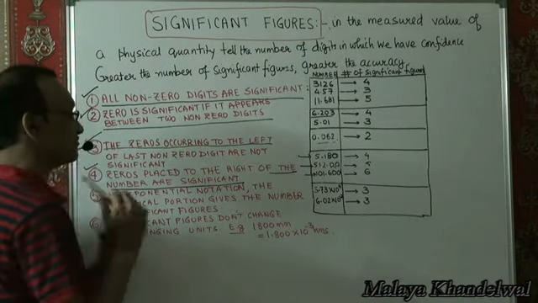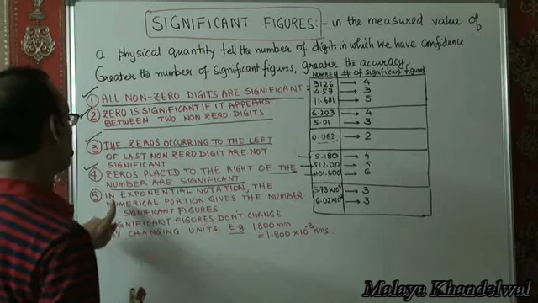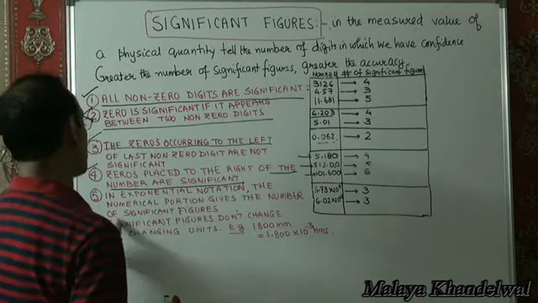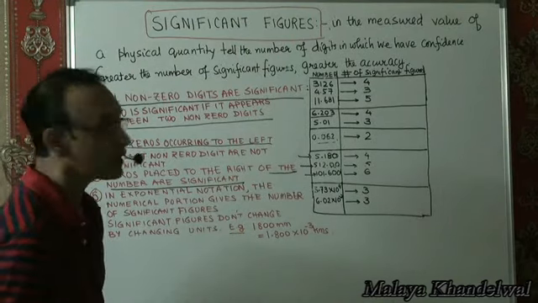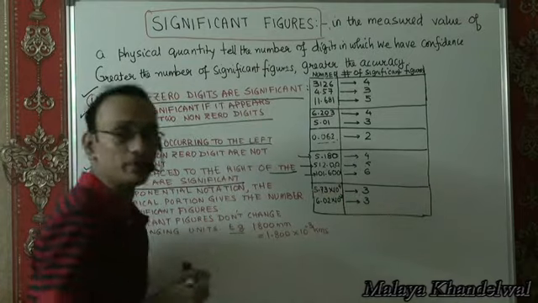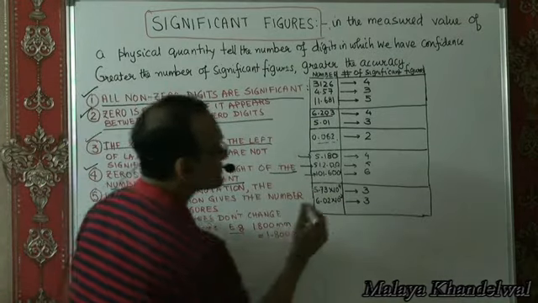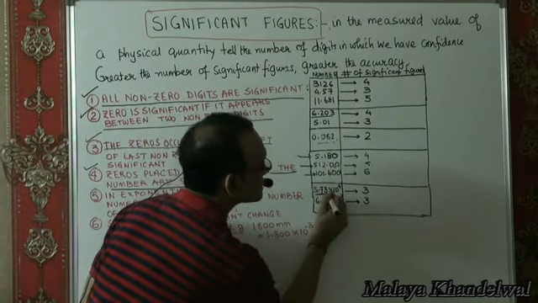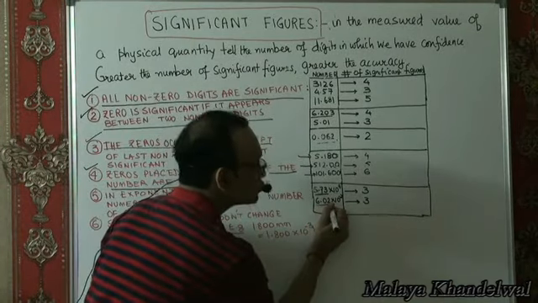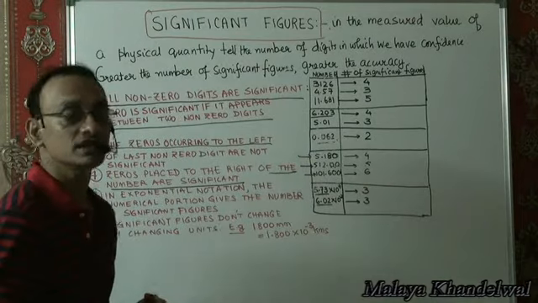Let's look at rule 5. In exponential notation, the numerical portion gives the number of significant figures. So let's say 5.73 times 10 to some power. The number of significant figures will be given by this 5.73, so 3 significant figures. 6.02, 3 significant figures. That's how it happens.